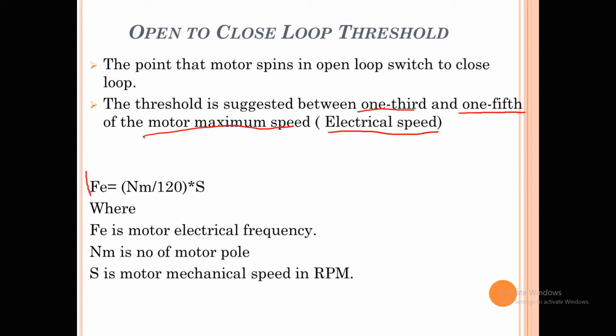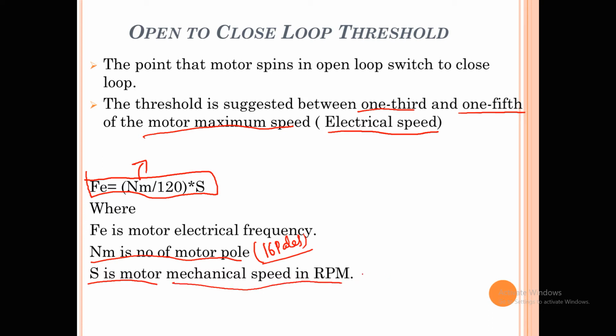This is the electrical frequency formula. N is equal to the number of poles of the motor. In ceiling fan application we have 16 poles, and S is the motor mechanical RPM. Let's assume some value, and F is the electrical frequency, we have already discussed.